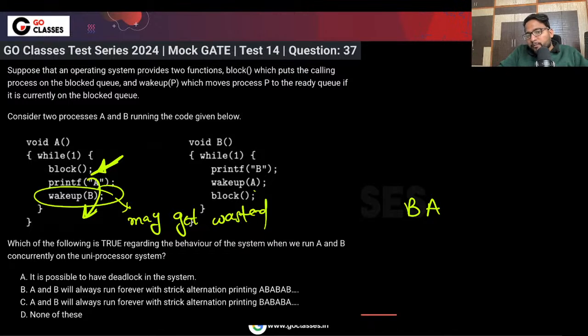Let's suppose it is not even blocked yet, so there is no wake up, then it will get blocked, and now the other will also get blocked. So both will get blocked. So that's why it's a deadlock, right? And will it always run forever? No, it will not always run forever. It may be possible to have the deadlock. So hence A is the answer.